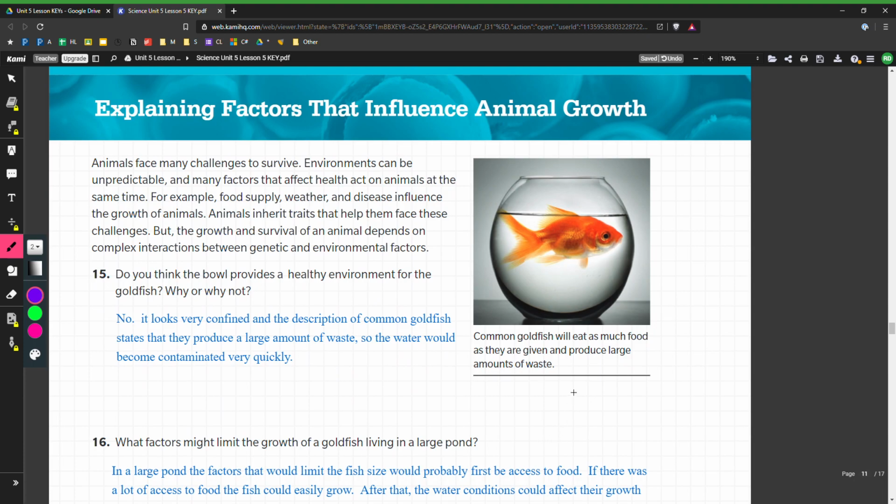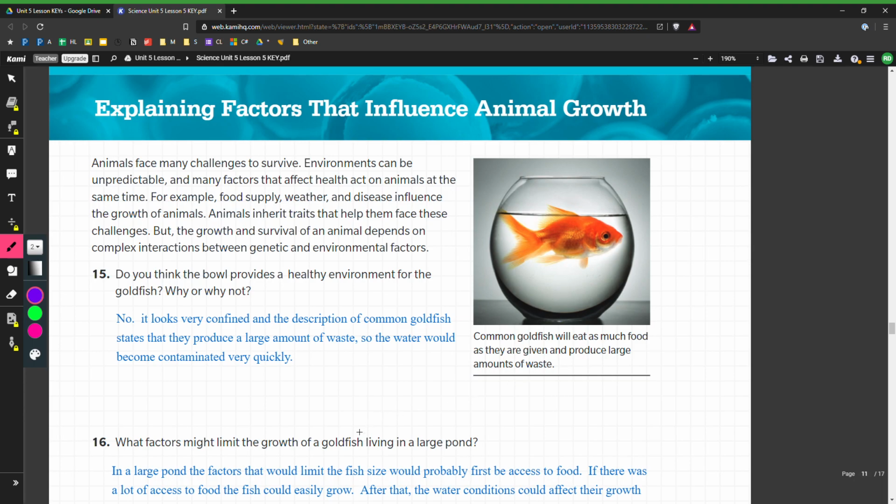Okay, lastly, exploration 3. Do you think that the bowl provides a healthy environment for the goldfish? Nope, because it says right up in this paragraph that goldfish will eat however much you give them and that they create lots of waste. So this thing can't even move, and it would create lots of waste for the small space.